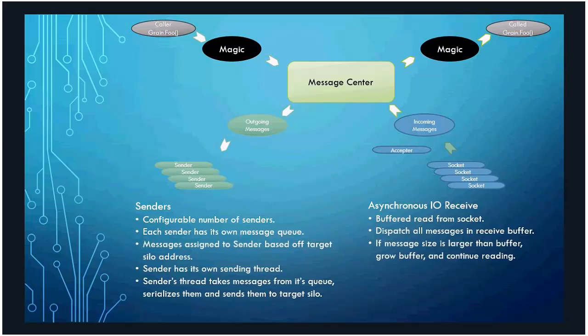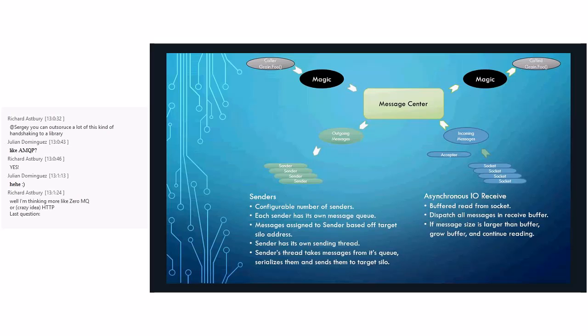I just realized my chat window wasn't auto-scrolling, so I missed a bunch of messages. So Richard was talking about the library for handshaking. I think Julian asked if AMQP would be a good candidate. ZeroMQ is also mentioned. So Jason, I totally agree with your last statement. I think this is the way to go.